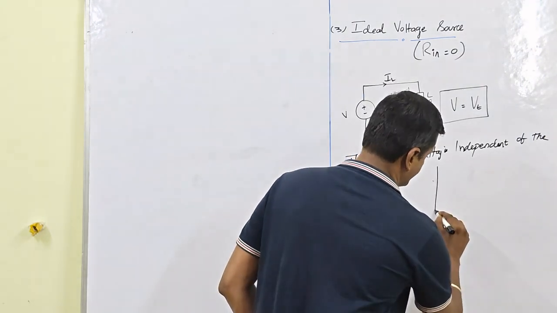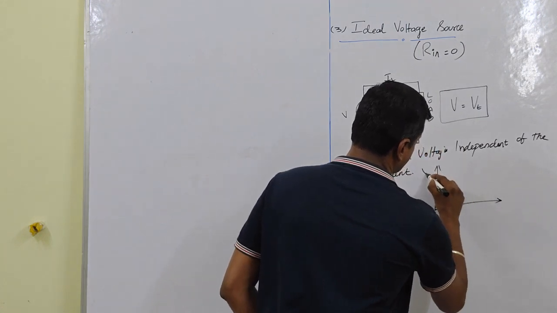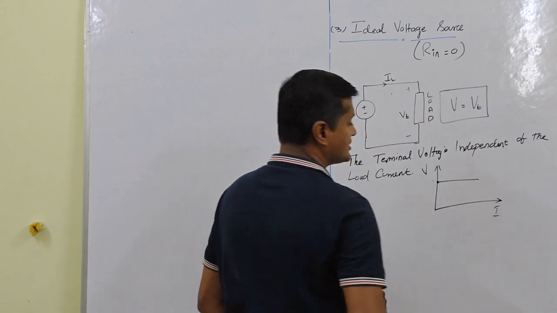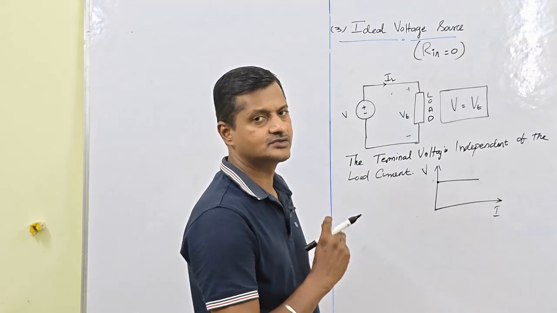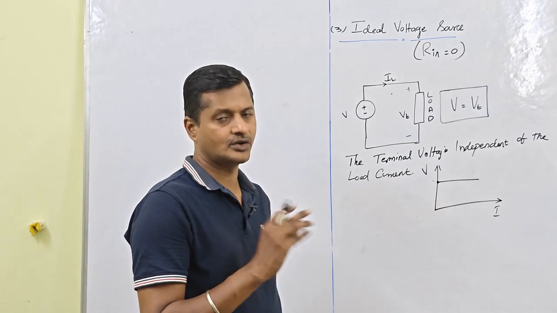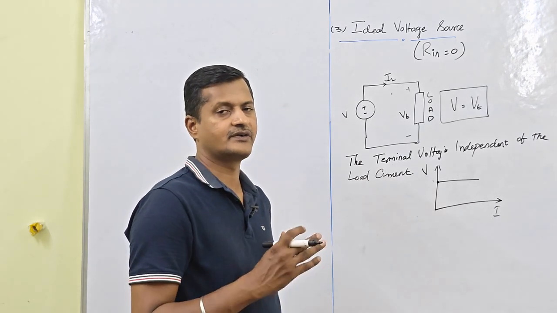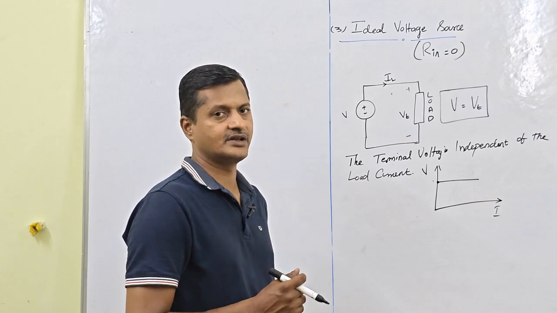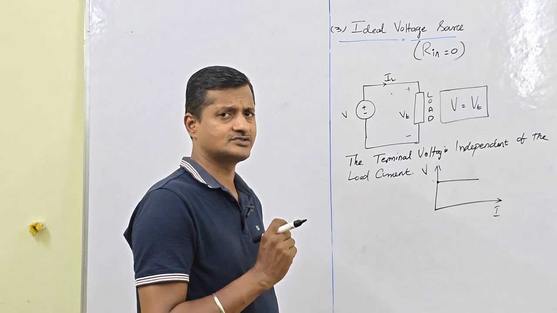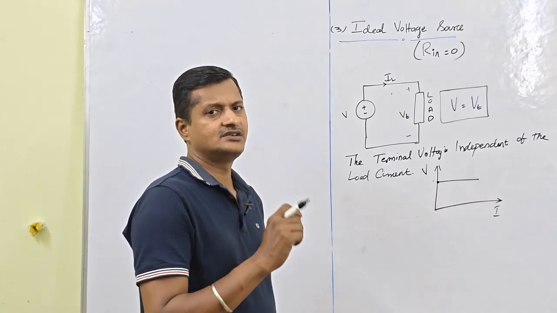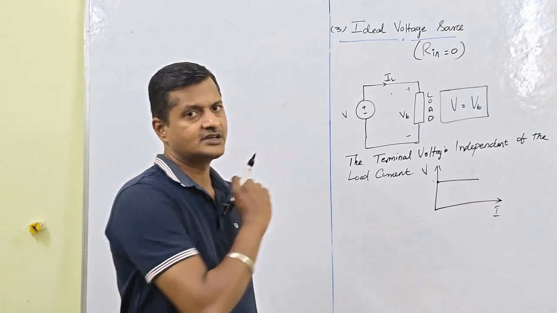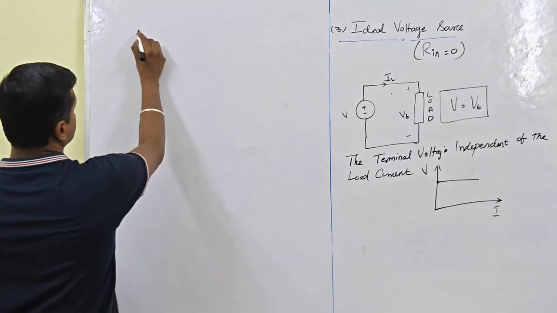So above we have voltage and current. Independent of the current, the source will always provide the constant voltage to the load, or terminal voltage. It will provide a constant terminal voltage. That's the ideal voltage source. So in an ideal voltage source, the internal resistance will be 0. Right? So next, this is about practical.